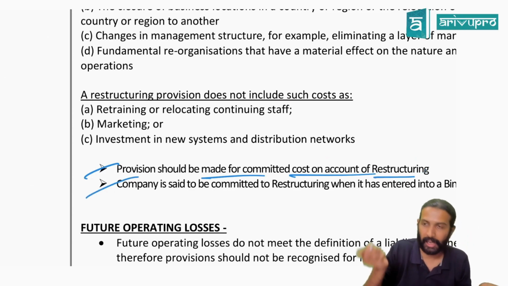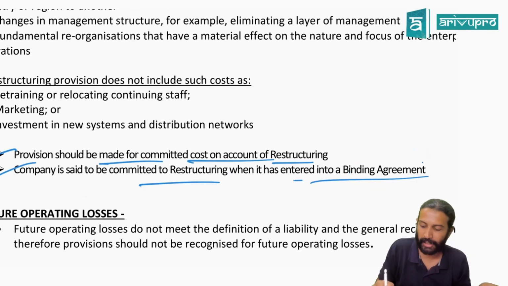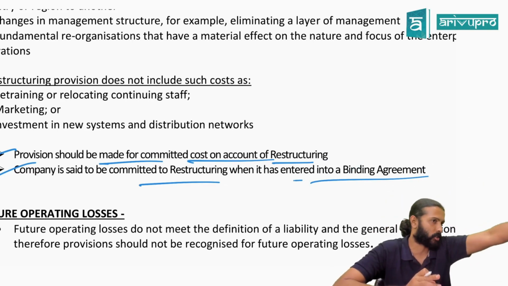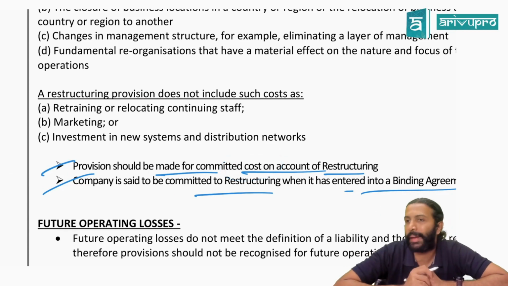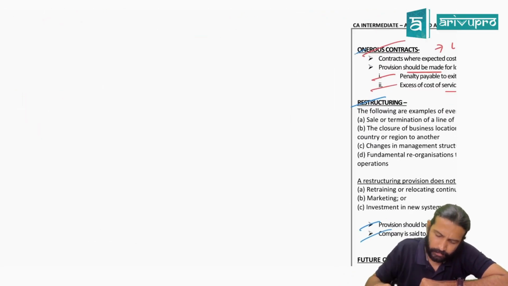And you can say that the company is committed to restructuring if a binding agreement has been entered into. If the company has entered into an agreement for restructuring, then we say it is committed. And for such committed cost, you can make provision for restructuring. If you want me to give you an example.